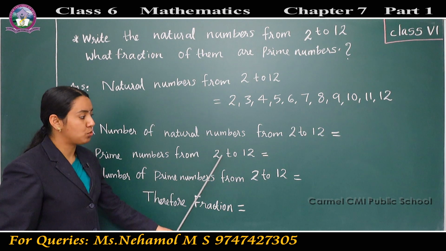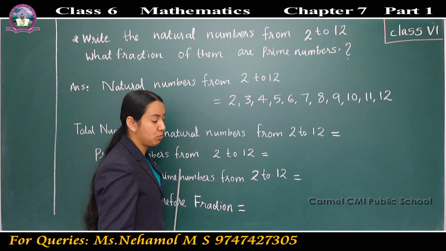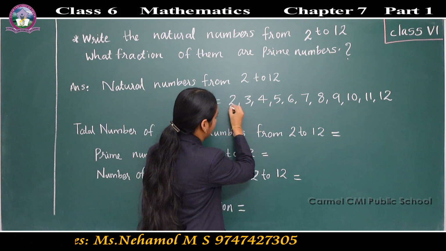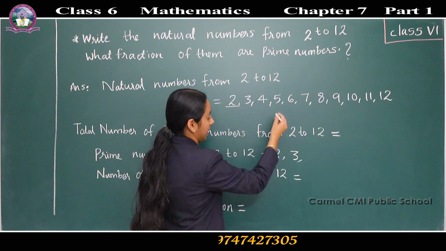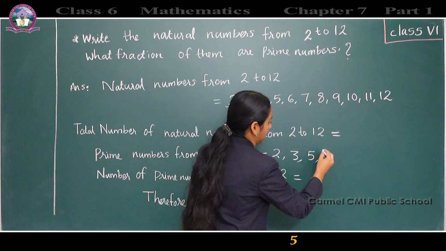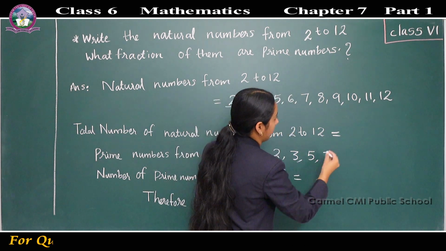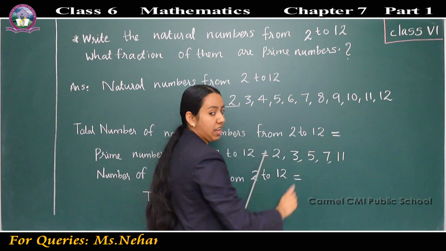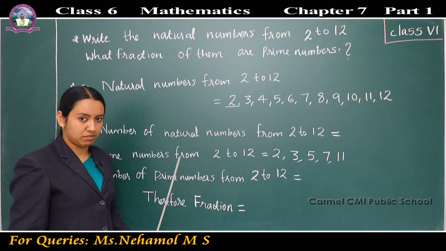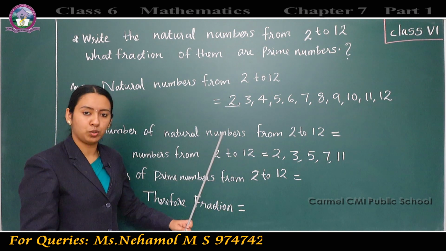Prime numbers from 2 to 12. Which are the prime numbers from 2 to 12? 2, then 3, then 5, 7, 11. 2, 3, 5, 7, 11 are the prime numbers from 2 to 12.